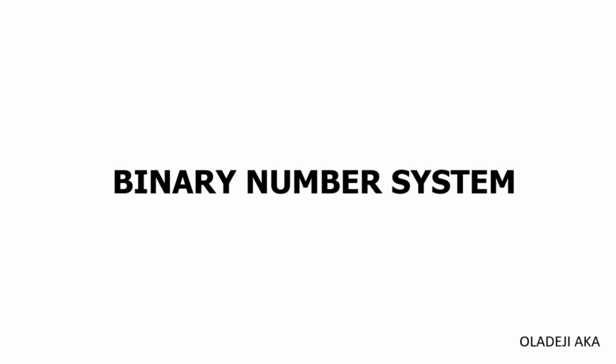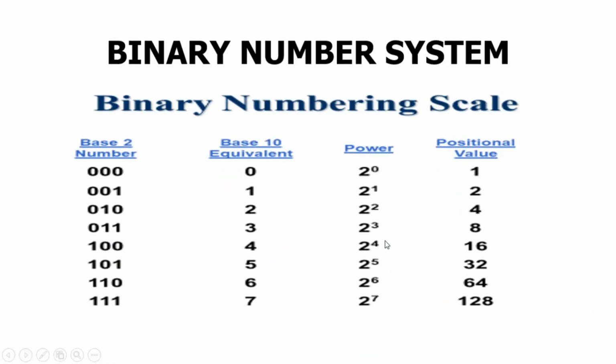Okay, so binary numbering scale. Now, if you look at the screen, you will see the base 2 numbers: 0000, 0001, and so on, and then its equivalent in base 10. 0000 means 0, 0001 means 1, 0010 means 2, like that, down to 7. And then 2 raised to power 0 is 1. That's the position value.